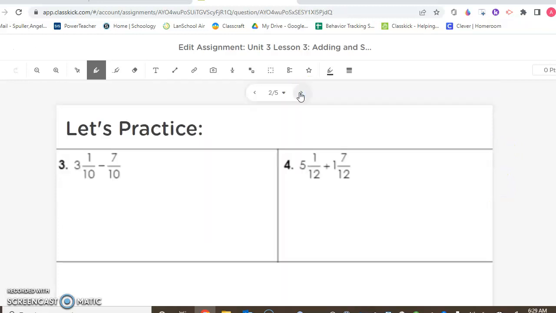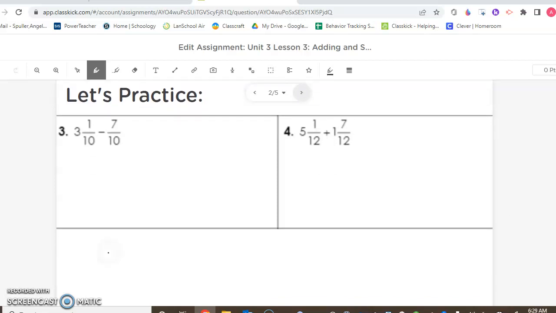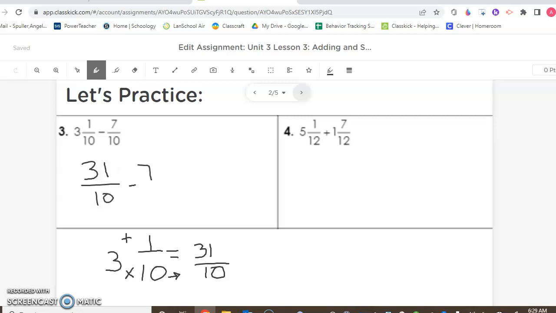All right, now these have mixed numbers. So let's review how to do that. First off, 3 and 1/10. I'm going to take it down here, and I'm going to say 10 times 3 plus 1 equals, and remember, move over the denominator. So 10 times 3 is 30, plus 1 is 31. So I'm going to rewrite this: 31 over 10 minus 7 over 10.